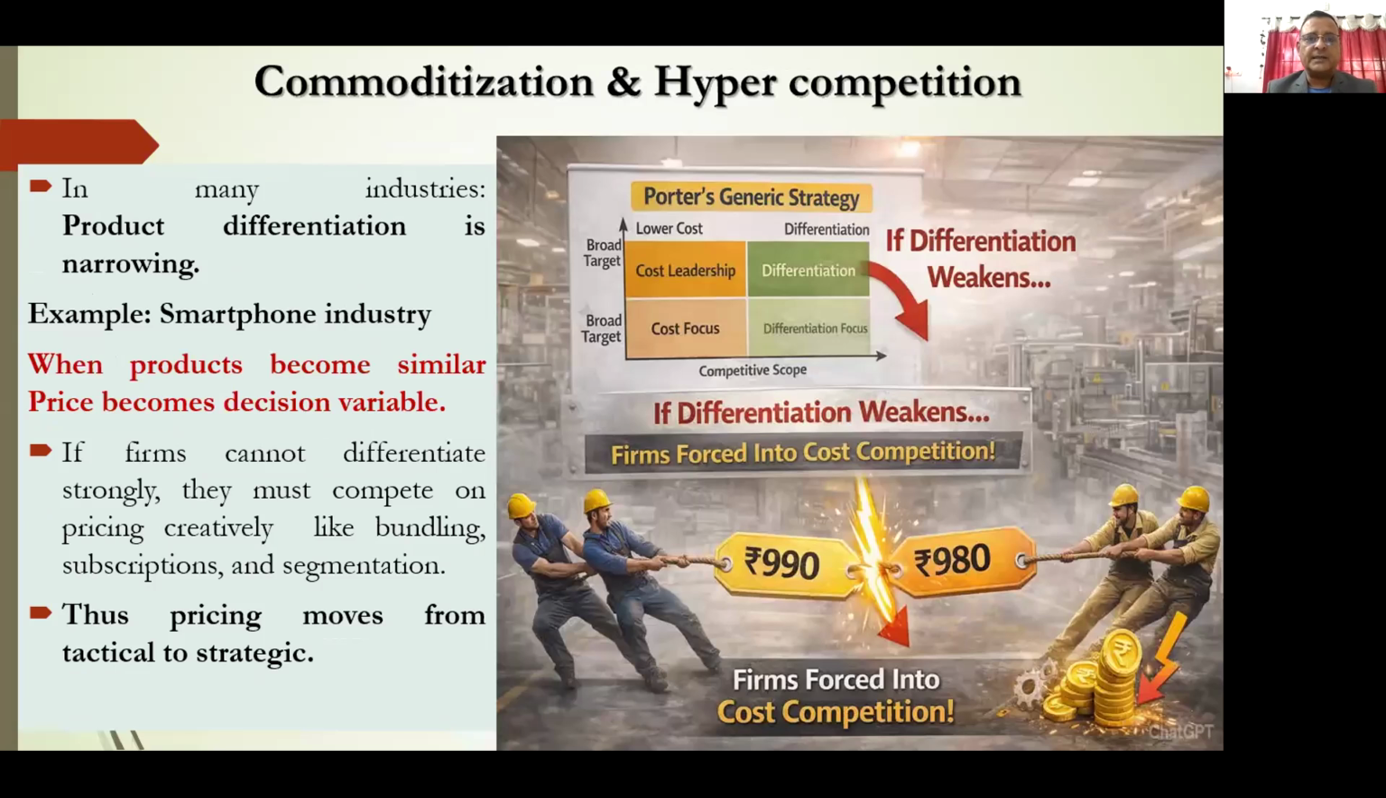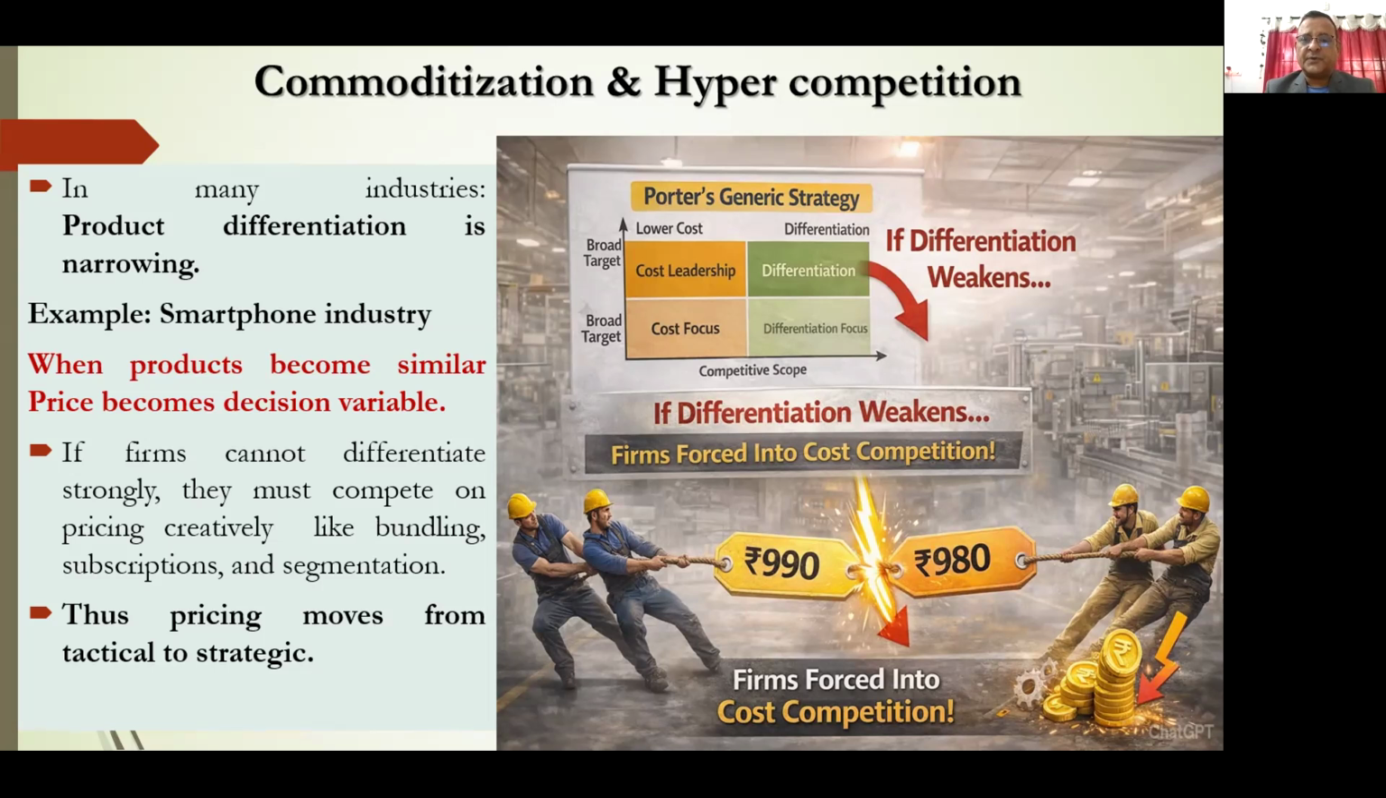The second reason why pricing is becoming more important is that in many industries the differentiation is narrowing down, like the smartphone industry. When products become more similar to each other in terms of features and benefits, pricing becomes the decisive factor. If firms cannot differentiate strongly over time, they must compete on pricing creatively by introducing offers like bundling strategy, subscription plans, and more effective segmentation.